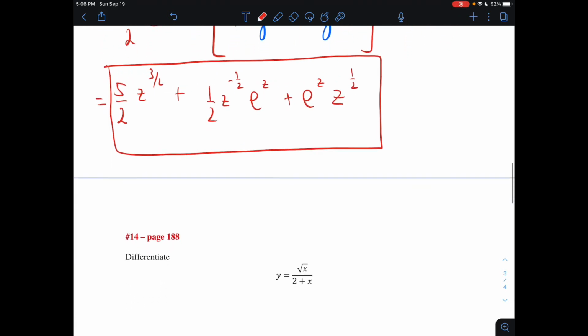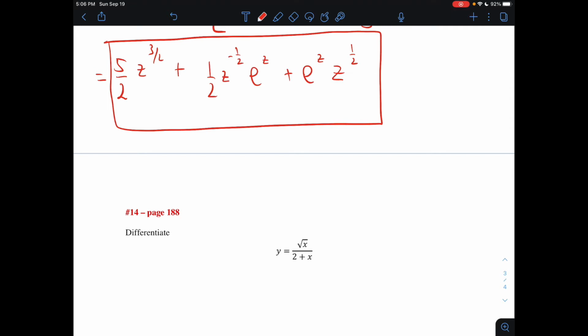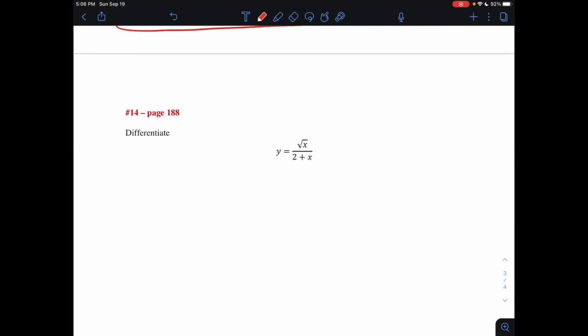Okay, let's look at another problem, this time using the quotient rule. Number 14 on page 188. Here we would like to differentiate y equal the quotient square root of x divided by 2 plus x. This time around we have the independent variable is x, so of course we are going to be taking the derivative with respect to x. So y prime is just the derivative with respect to x of the quotient square root of x all divided by 2 plus x.